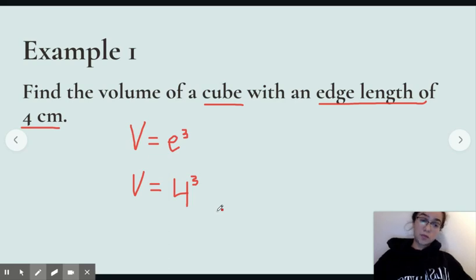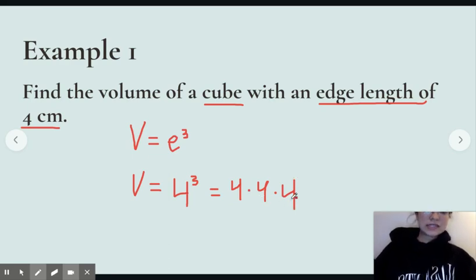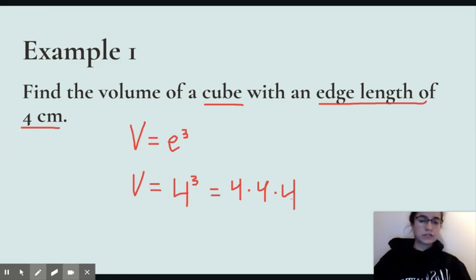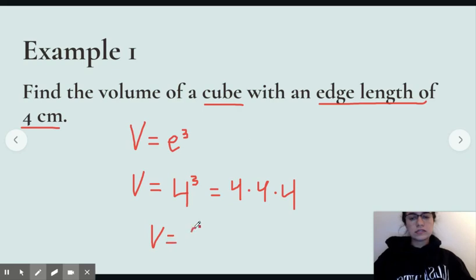Okay, try to remember back. How do we simplify 4 to the 3rd power? Ask yourself, should I be doing 4 times 3? Or should I be doing 4 times 4 times 4? Okay, hopefully we remember that is equal to 4 times 4 times 4, which is very different than 4 times 3. Okay, 4 times 4 times 4 is actually 16 times 4, which is 64. Okay, so volume equals 64.